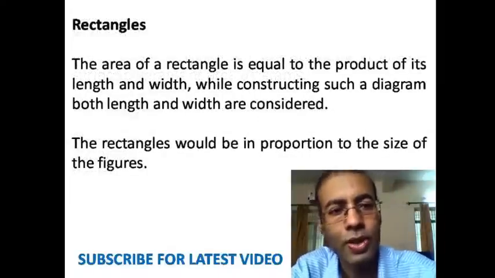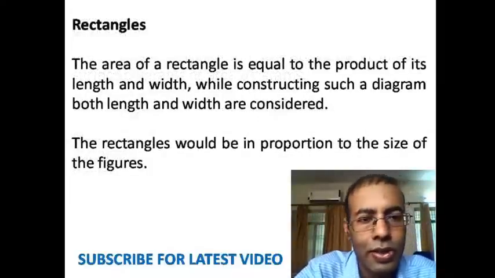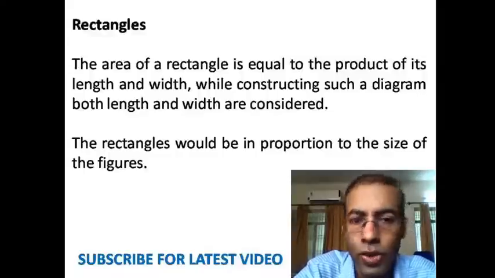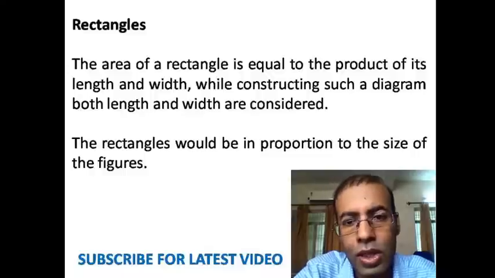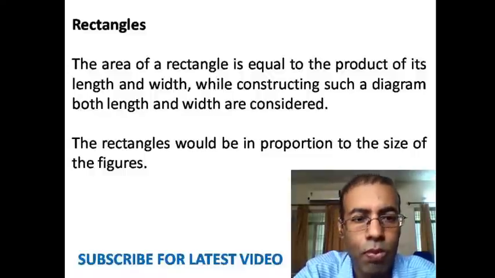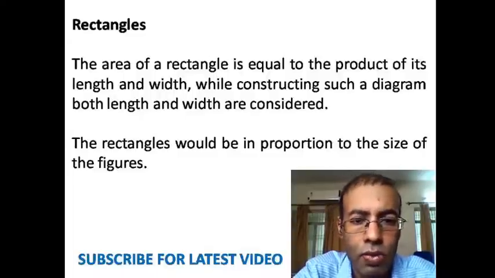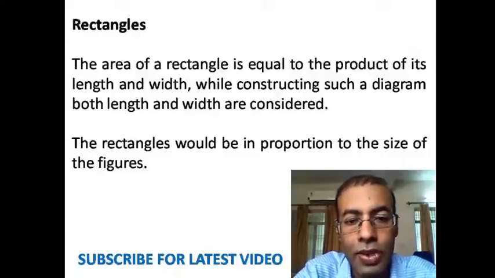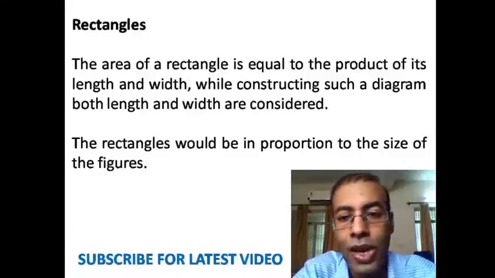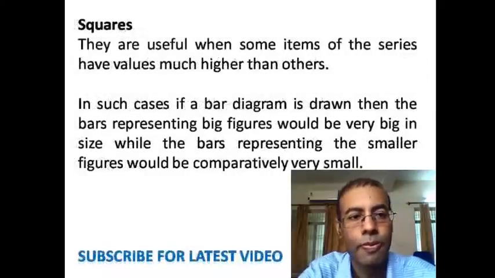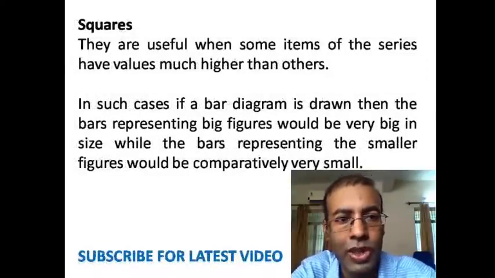So first, rectangles. In rectangle diagrams, the area of the rectangle is equal to the product of its length and width. While constructing such a diagram, both length and width are considered. The rectangles would be in proportion to the size of the figures. So the size of the rectangle is reflecting the size of the figure. Now we will come to the square diagram.